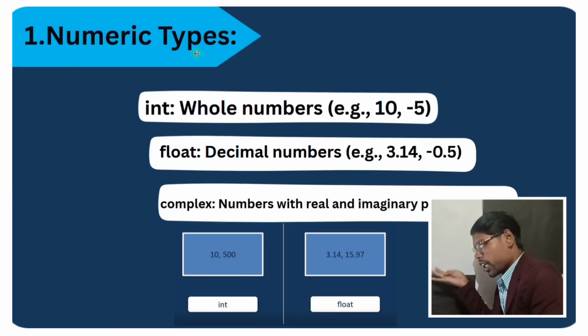First, the numerical type. The numerical type has three types: integer, float, and complex. Integer holds whole numbers like 100, -5, etc. Float holds decimal numbers like this. Complex holds real numbers and imaginary parts, like algebra numbers and scientific numbers.